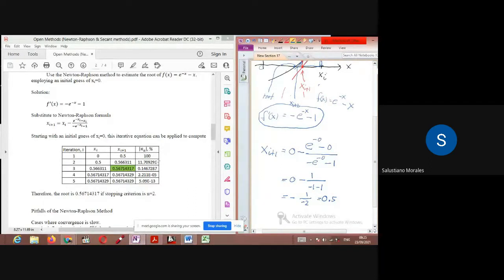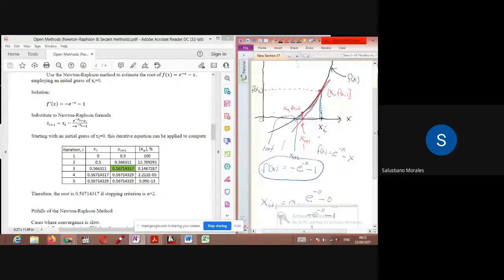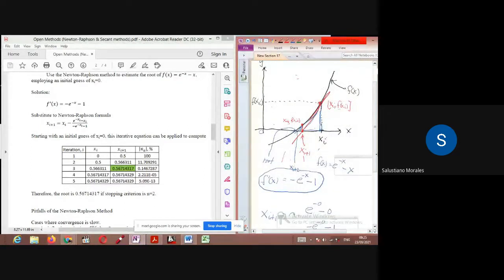x sub i plus 1. Okay, so if you compute the relative approximate error, the present value is 0.5, the previous value is 0, and we come out with a value of 100% error. Okay, then based on our discussion, the new value of x sub i now should be the latest value of x sub i plus 1. So based on our discussion earlier, so this one.